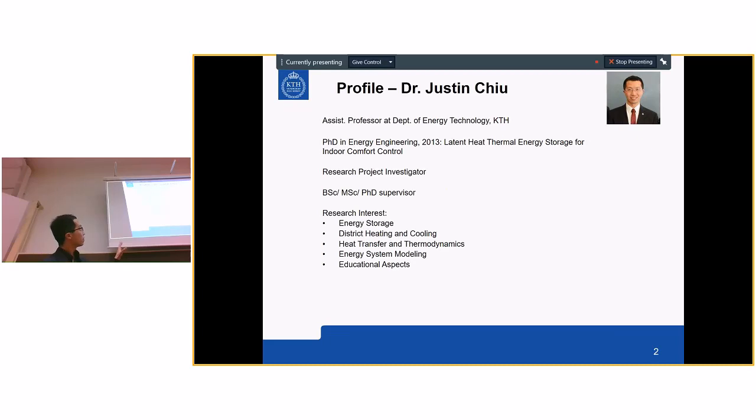The screen that we have here is a bit small, well, hopefully you can see everything. If not, let me know. So I'm an assistant professor at the Energy Technology Department. Most of you who have taken RET1 must have seen me. I'm also teaching RET1 on energy storage. And here in this course, I'm the course responsible as well as the examiner for the RET2.